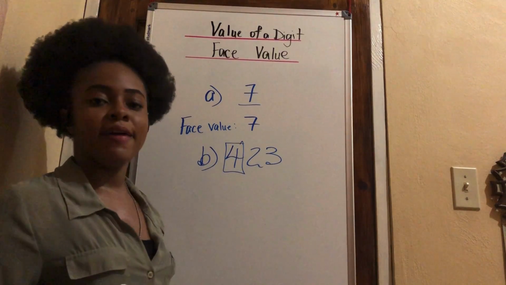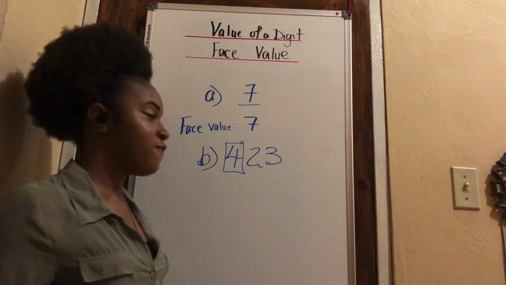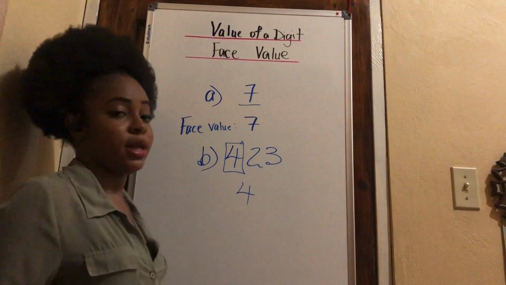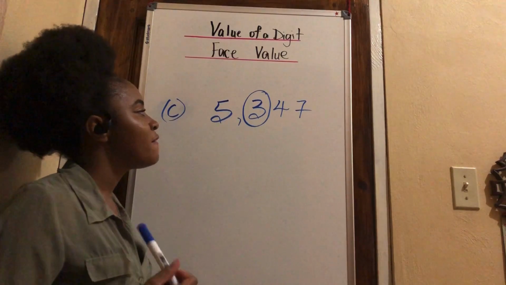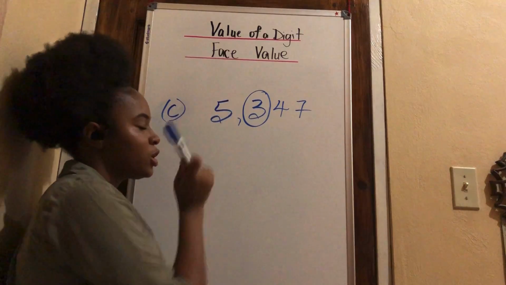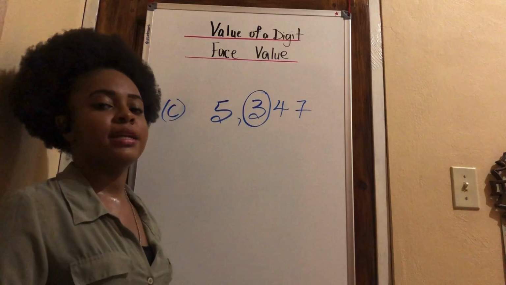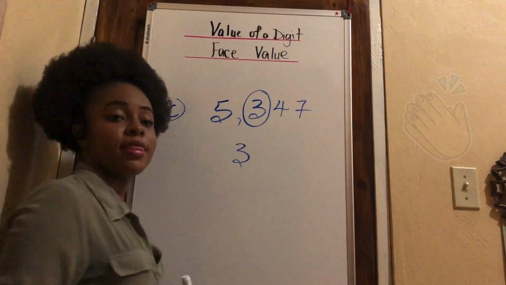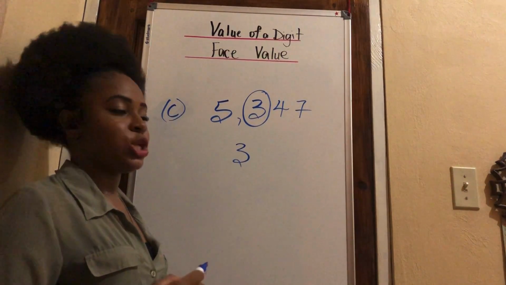Take 423. If I ask for the face value of the digit 4, you just give me 4, because like I said, the face value of a digit is the digit itself. It's just what the digit is. In this case, 4. Let's look at this example: 5,347. Now, the digit circled is 3. If I were to ask you the face value of that digit, what would you say? If you said 3, that would have been perfectly correct, because like I said, the face value of a digit is just the digit itself.